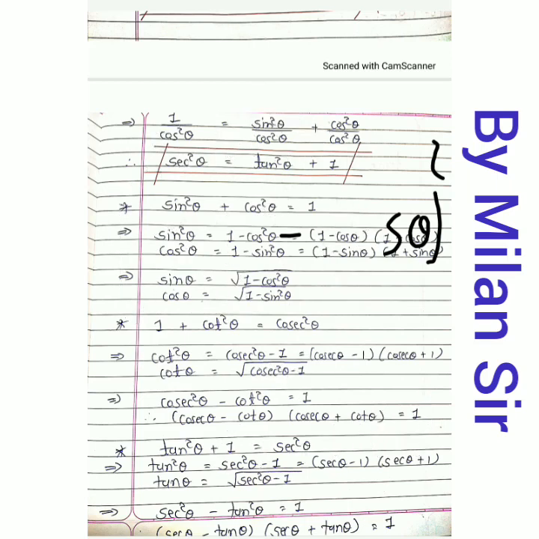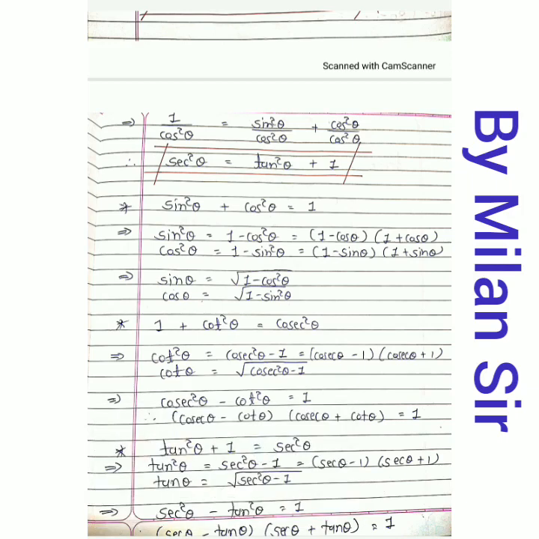So that I have written here. And same way, cos square theta is 1 minus sin square theta, again x square minus y square: 1 minus sin theta, 1 plus sin theta. Okay, sometimes we need this type of form. On that time we use this formula whenever it's required.